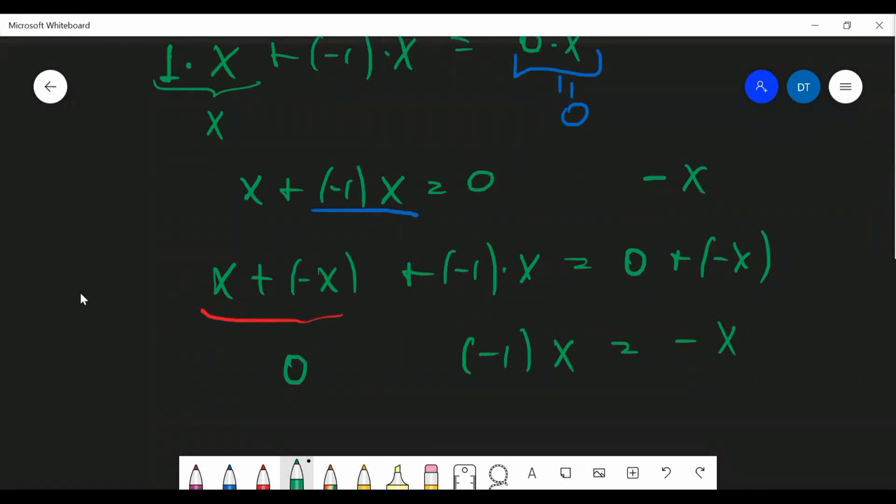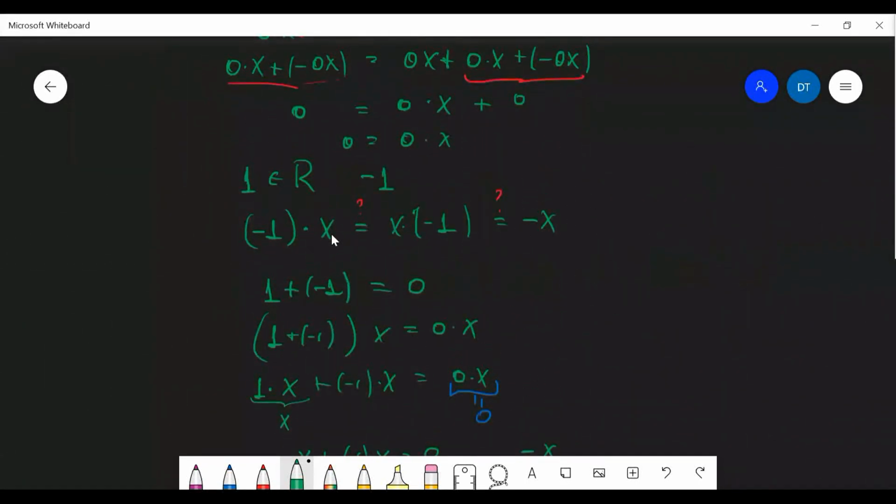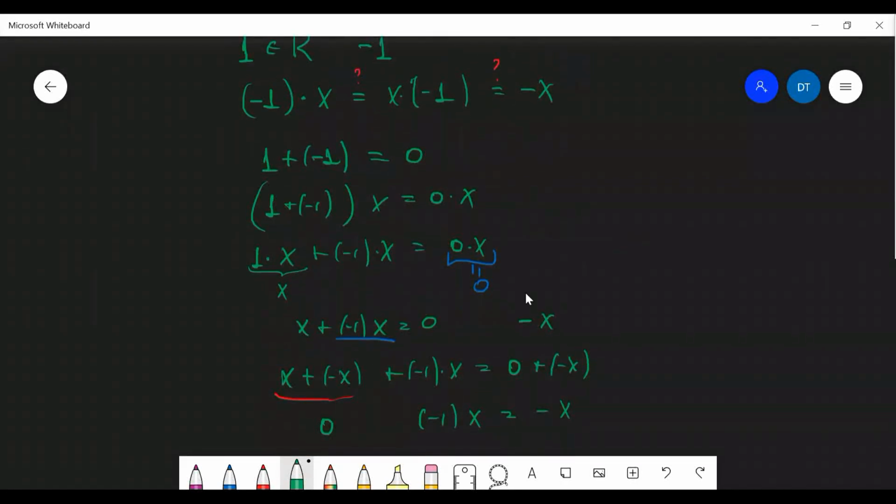Who thinks that it's clear? That's fine. But could you show our claim again? Well, the claim was if you multiply any element of the ring R by minus 1 on the left, you will get minus x. Or if you multiply this on the right, you will also get minus x. So we proved the first claim.